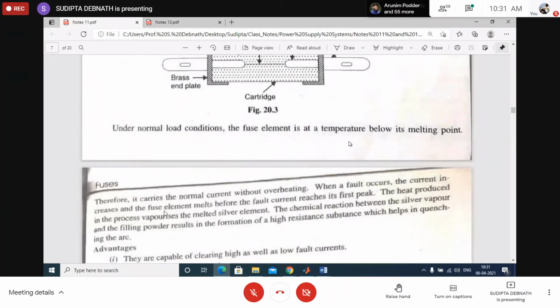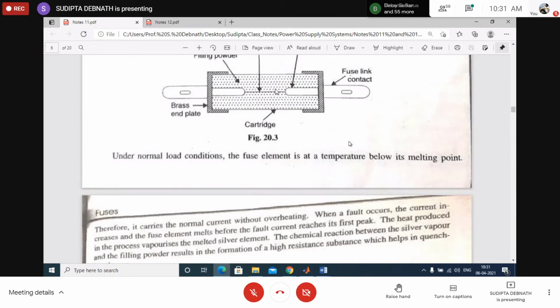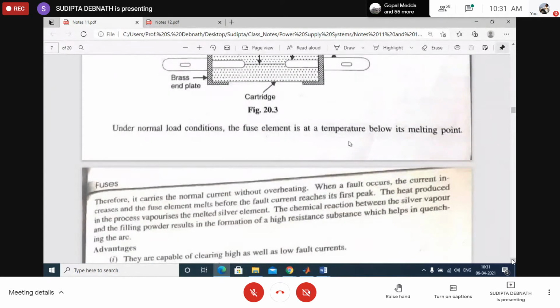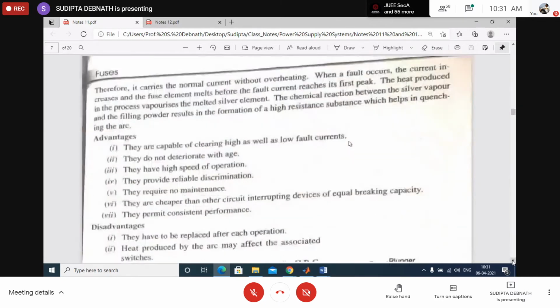When a fault occurs, the current increases and the fuse element melts before the fault current reaches its peak. The heat produced in the process vaporizes the melted silver element. The chemical reaction between the silver vapor and the filling powder results in the formation of a high resistance substance, which helps in cooling the arc. So the medium becomes highly resistive, so that current will automatically become zero, or we say the arc is extinguished. Okay. So this is the HRC fuse.